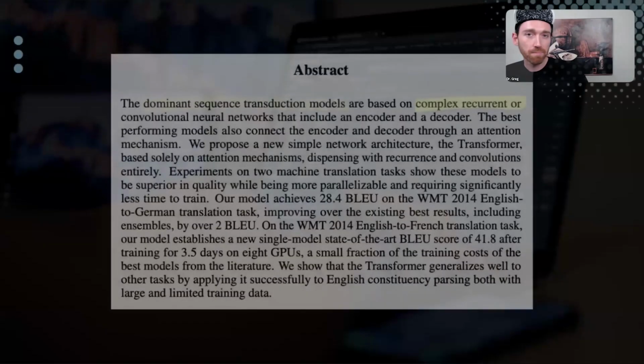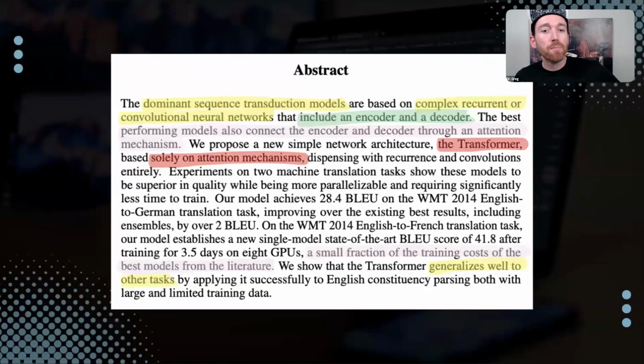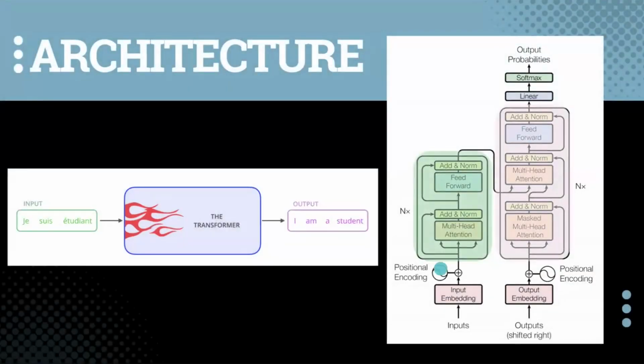Okay, so let's go back to the abstract. The dominant sequence transduction models are based on complex recurrent or convolutional neural networks that include both an encoder and a decoder. Okay, cool. Meet the transformer. It's good and it generalizes well. So this is the architecture. You can put something in: Je suis étudiant. Output: I'm a student. We did a translation. Look at that.